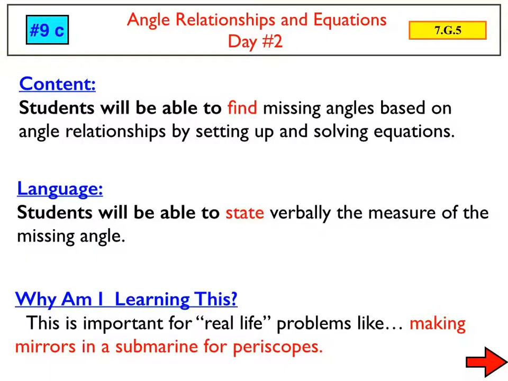Today, Lesson 9C, Angle Relationships and Equations, day number 2. Yesterday, we talked about the idea of employing the fact that we know what vertical angles are and what they represent. Same thing with complementary angles and same thing with supplementary angles. Yesterday, our focus was mainly on problems with vertical angles and supplementary angles, but the idea was we were setting up equations to find out what x would be so that we would have those types of situations. And today, we're going to add to that picture complementary angles.